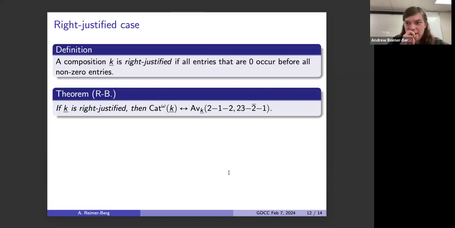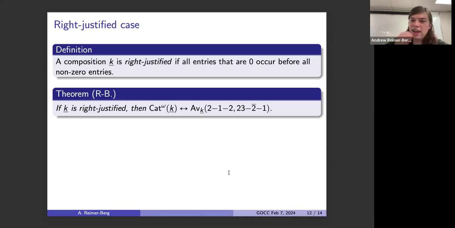And so what I was able to show was a pattern avoidance condition that characterizes the caterpillar trees whenever k is right justified. In general, if k is right justified, then the caterpillar trees are in bijection with the set of words with content k that avoid 2-1-2 and 2-3-barred2-1. Okay, I'll pause there for a second to piece together what that means.